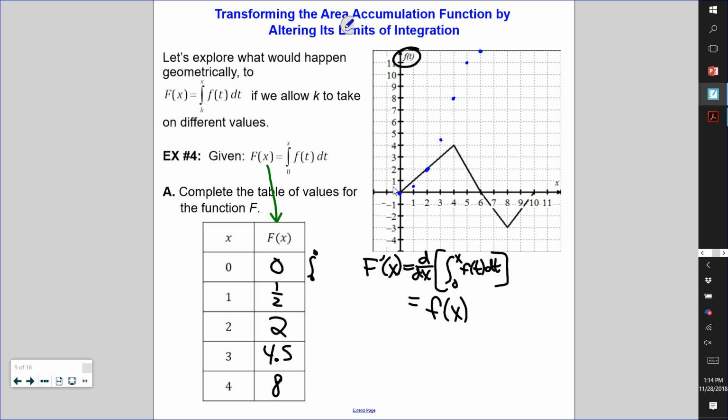Quit worrying about your shoe right now. Worry about graphing. Okay, now what?